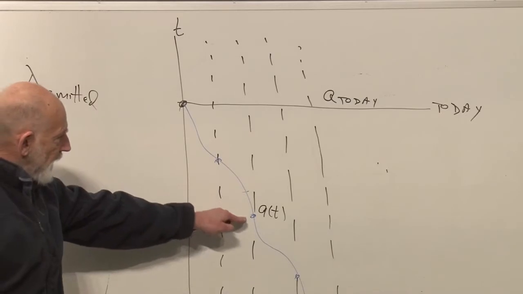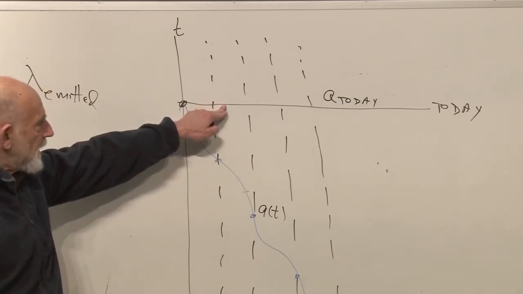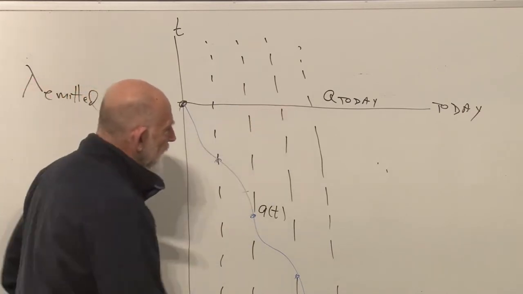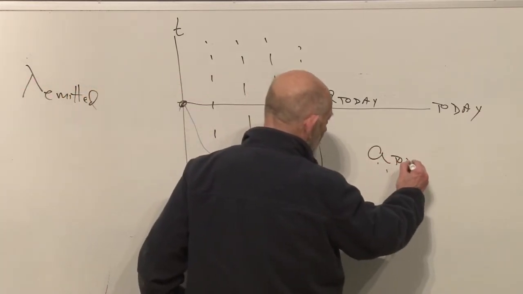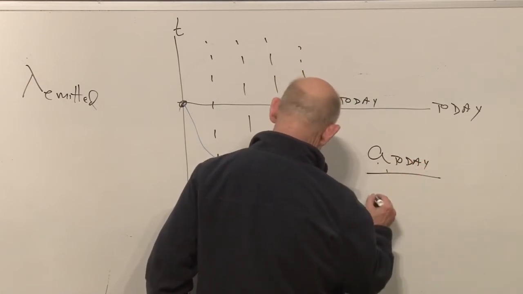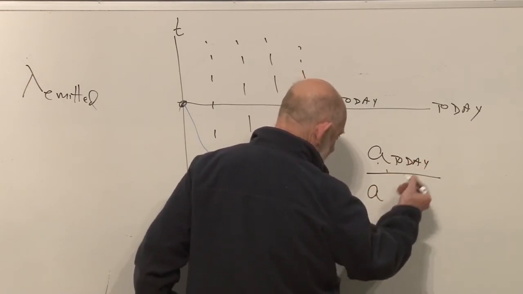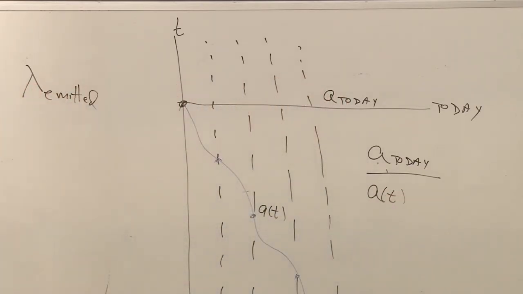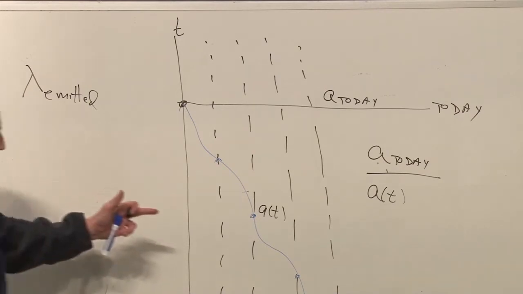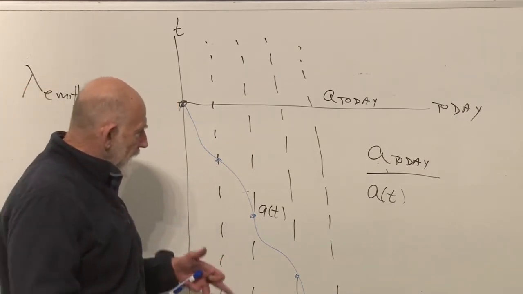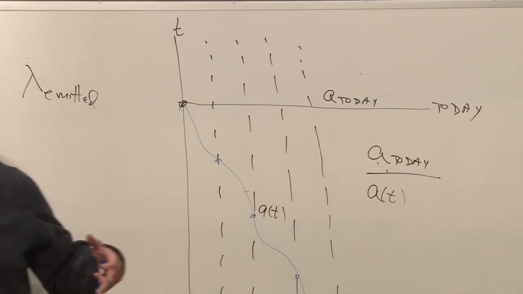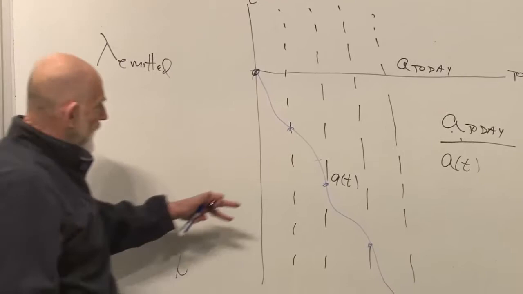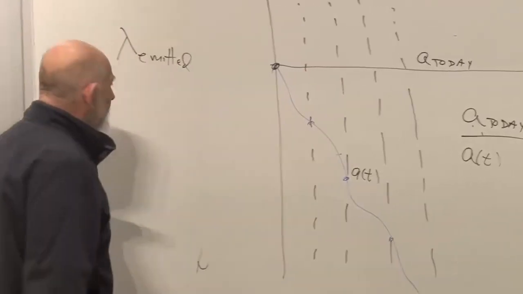The light emitted over here has to stretch to get to here. The universe increases by a factor of A today over A at the emission time. A today can just be thought of as a number. A at the emission time depends on the emission time. That's the factor by which the wavelength of an electromagnetic wave will stretch going from here to here. And that's, in fact, the redshift factor.